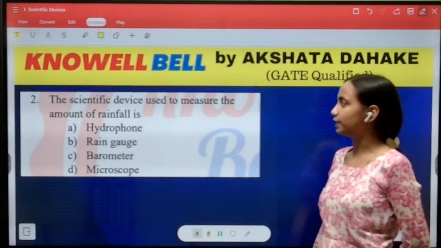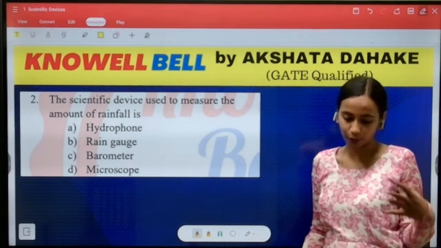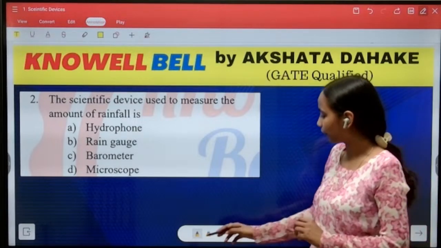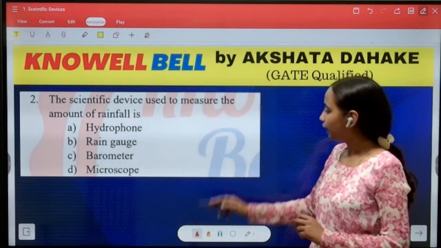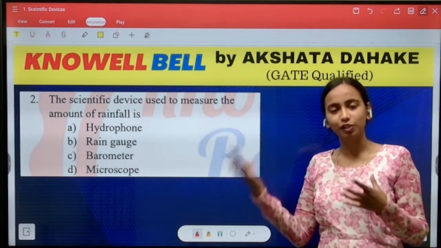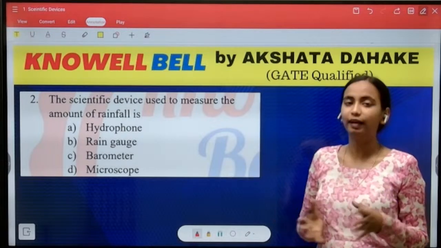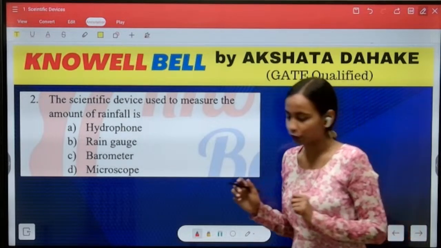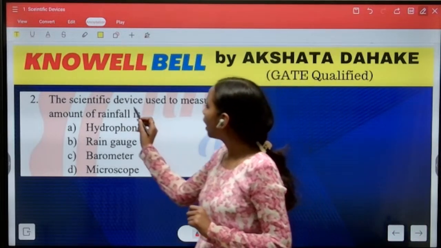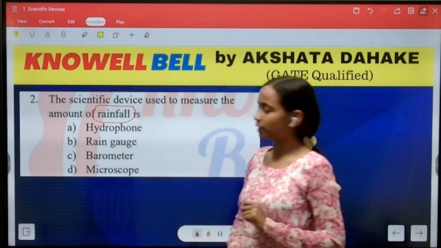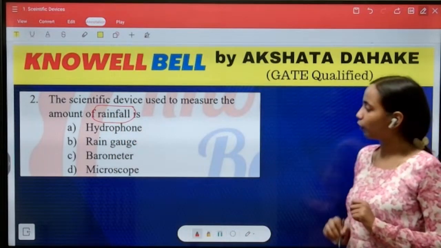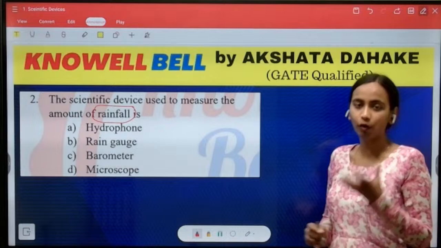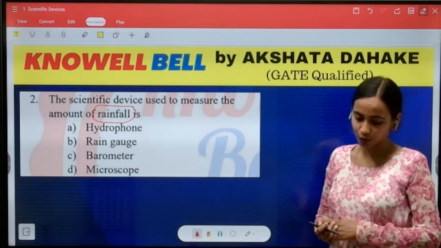Question number 2: the scientific device used to measure the amount of rainfall. Quickly everyone, provide your answers. This topic contains previous year questions as well, and some new questions too. This way we will try to do almost 25 questions. Which device do we use in order to measure the amount of rainfall? Hydrophone, rain gauge, barometer or microscope.